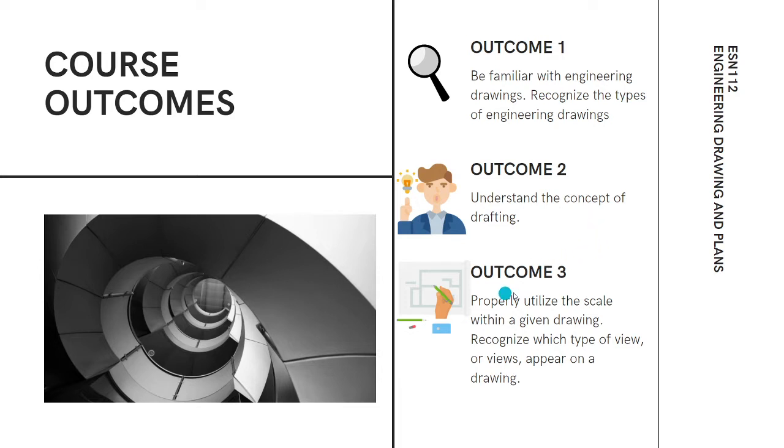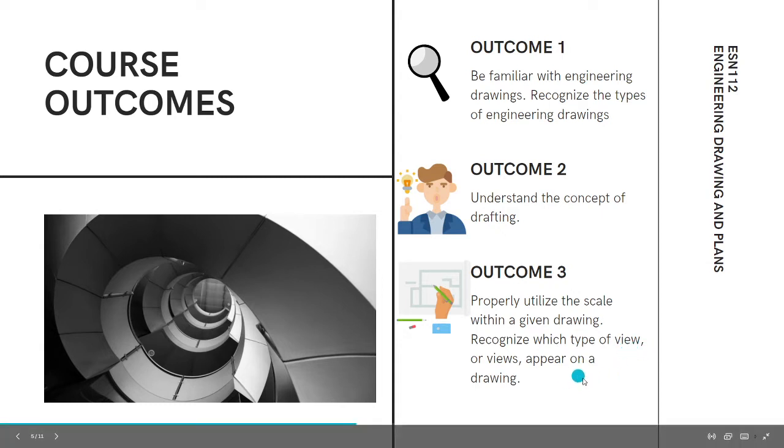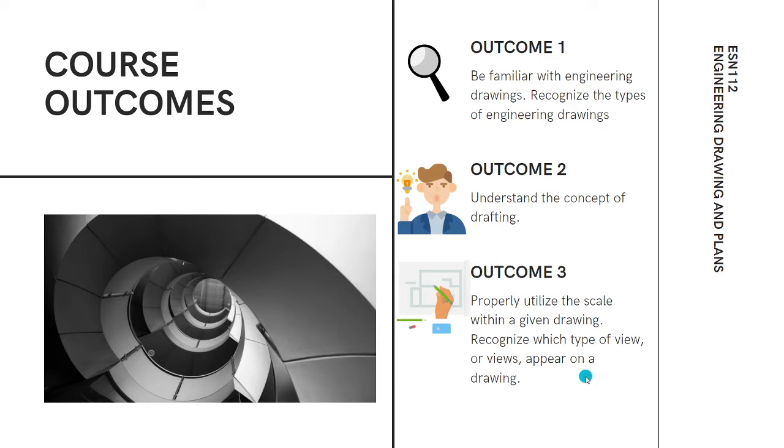Next outcome is to properly utilize the scale within a given drawing and recognize which type of view or views would appear on a drawing. Basically, no matter how big a house is, it should fit on a paper like an A4 paper, right? So there is proper scaling to fit it on a paper. Example, a 1:100 scaling, 1:60 scaling. You would learn this as we go along in our subject.